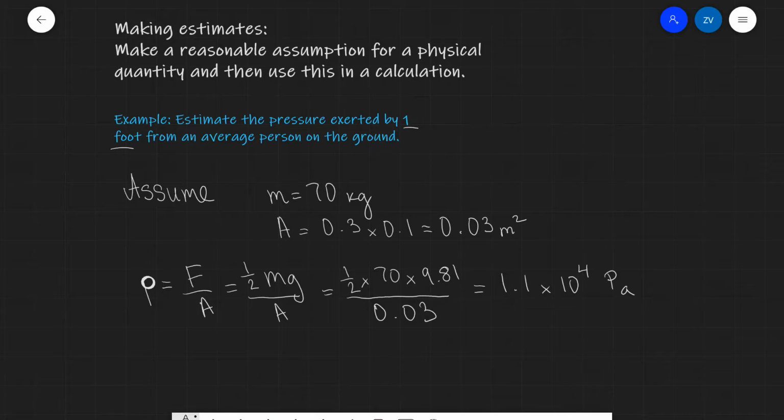But once again, we have made a reasonable estimate for the value of some quantities, and then we've successfully plugged this into an equation. Right, on to the next bit.